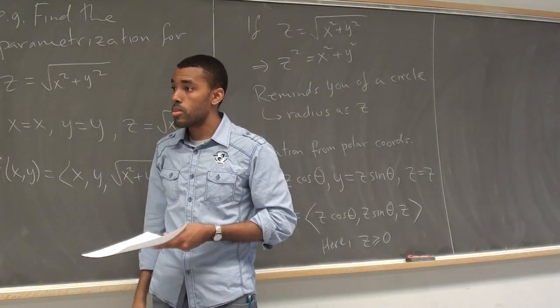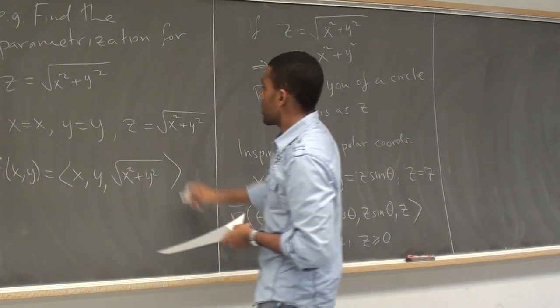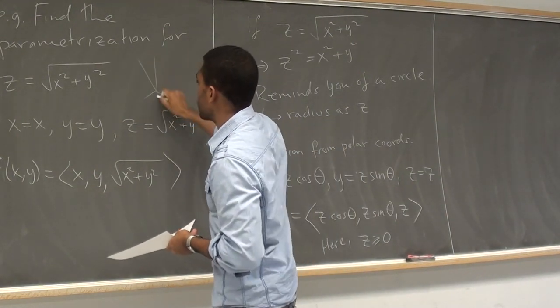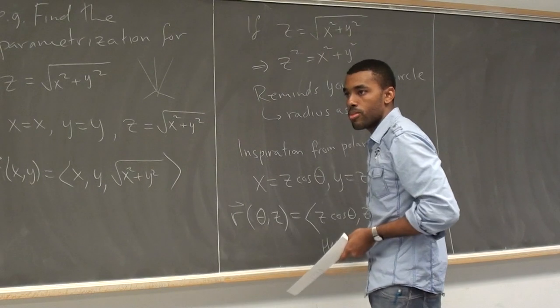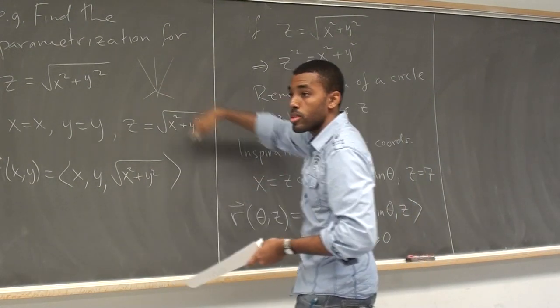Is that a half cone? Yes, this would be a half cone. If I allowed z to be negative as well, then I'd get the bottom half as well.